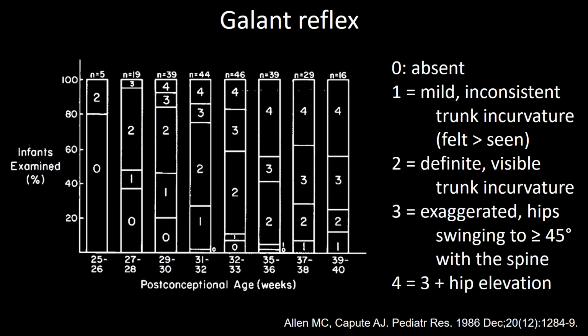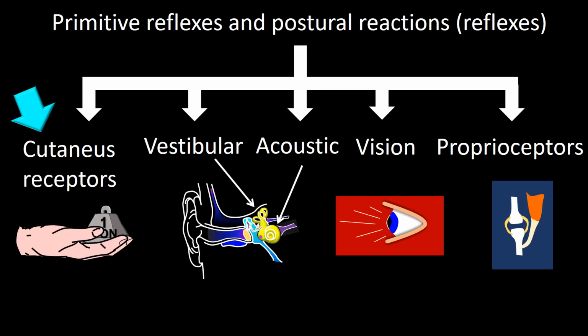The figure in this frame shows that the Galant reflex is present in a few 25-weekers and is found in a progressively larger number of premature babies as they mature. It was present in all 37-weekers. By 39 weeks, a large proportion of neonates, in addition to trunk incurvation, show hip elevation with this maneuver. So we have gone through an example of a primitive reflex triggered by cutaneous stimulation.